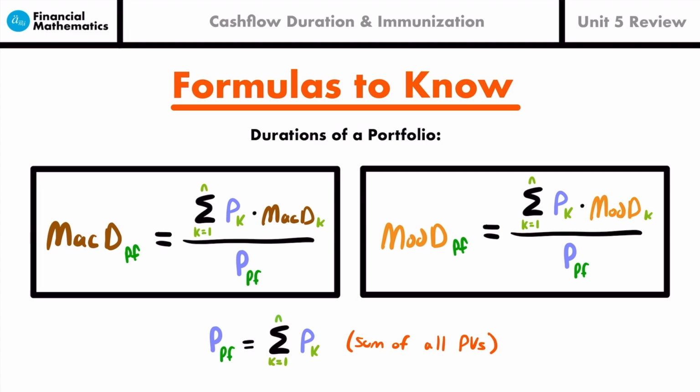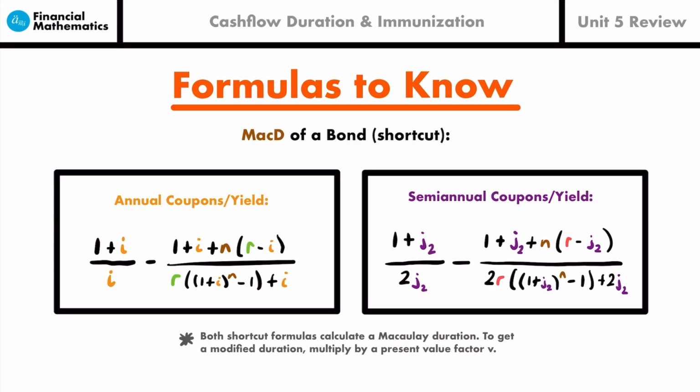Okay, so that relationship still reigns true. But that's it for how we calculate the duration of a portfolio of assets. Next up, I have 2 shortcut formulas for calculating the Macaulay duration of a bond.